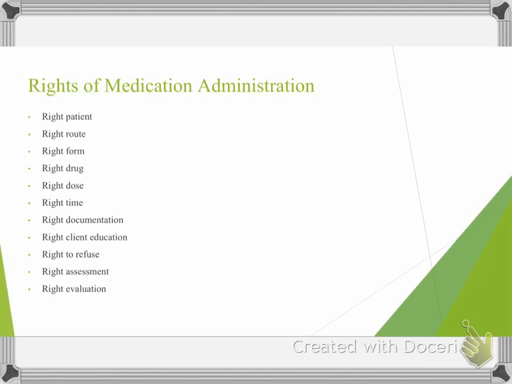So there are the rights of medication administration. The right patient. So you use two forms of identification and scan the armband, so name and date of birth. The right route: use different syringes for enteral versus parenteral. Enteral means it goes in the GI tract, so those should be amber colored. Parenteral means it's going in the vein or in the arm. It's an injection of some sort.